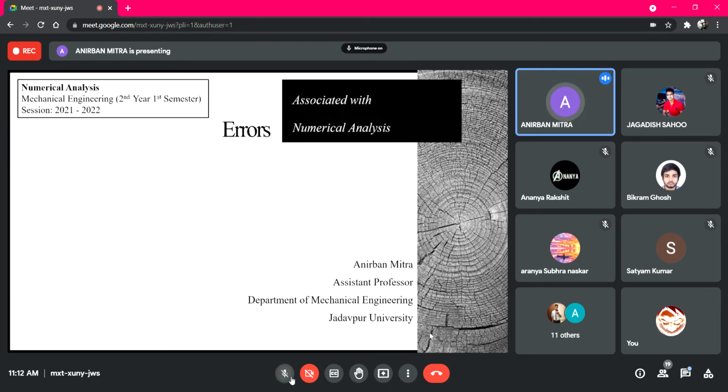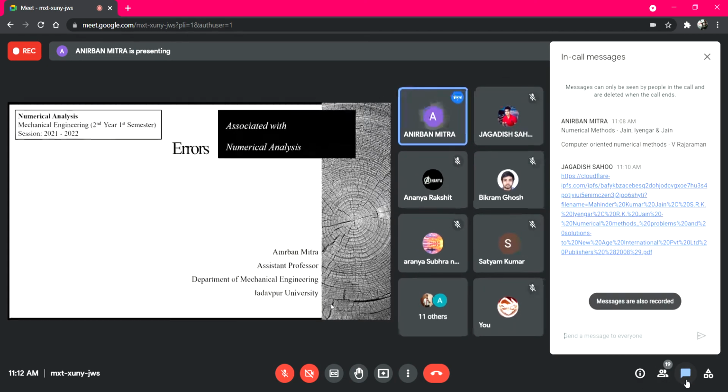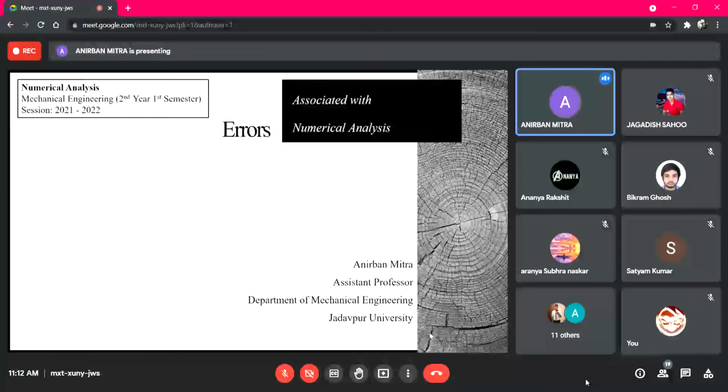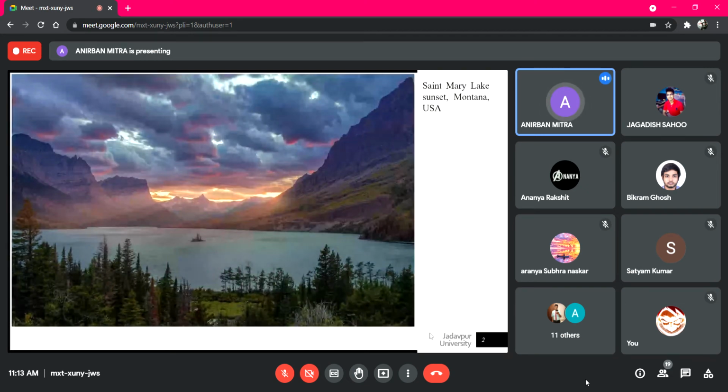So good morning to all of you, and welcome to the second class of the course, Numerical Analysis. The topic of discussion for today's class is errors associated with numerical analysis. But let us start today's class with this beautiful picture. Photograph of a sunset at St. Mary Lake in Montana, USA.